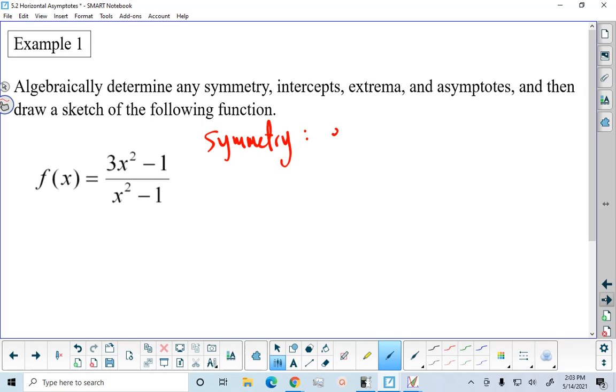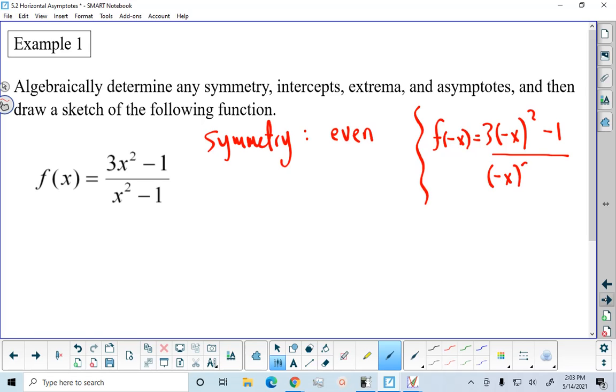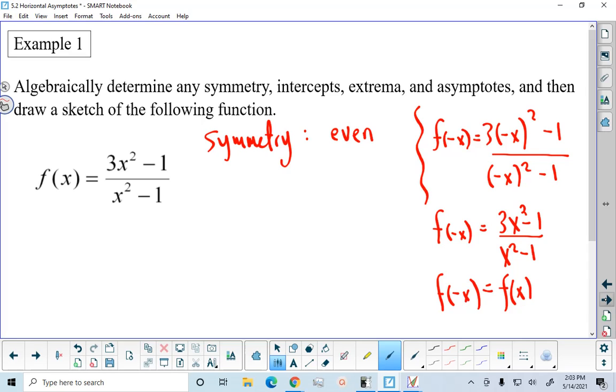By the way, this is an even function. The reason it's even is that f of negative x is 3 times negative x quantity squared minus 1 over negative x quantity squared minus 1. F of negative x is 3x squared minus 1 over x squared minus 1. But that is equal to f of positive x. That's equal to the original function.